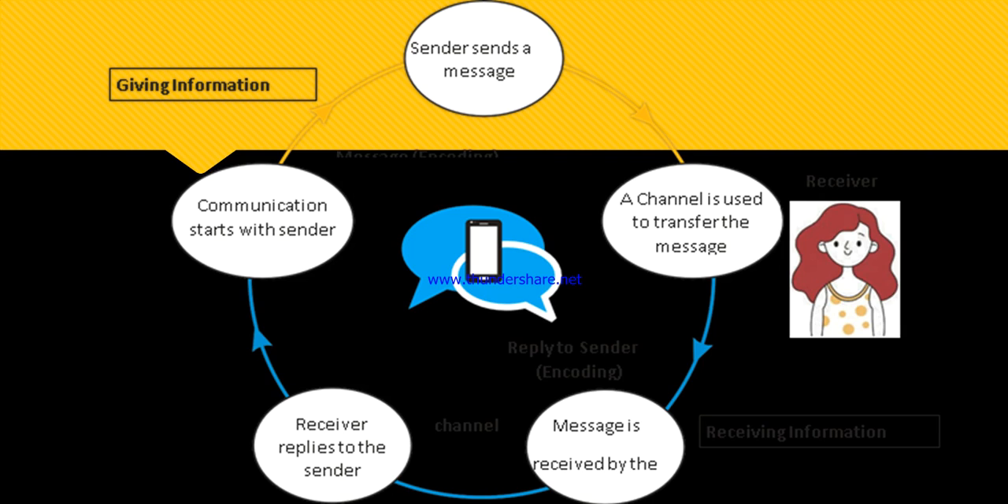Sender sends a message through a channel. A channel is used to transfer the message. The message is received by the receiver. The receiver replies to the sender. Communication starts with the sender, ends with the receiver.